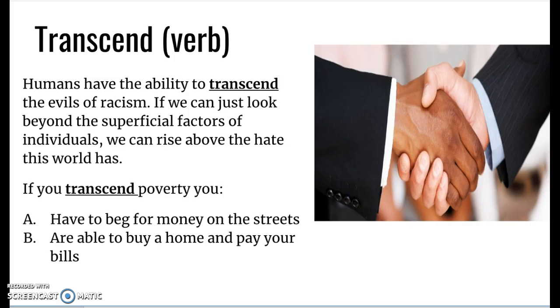Your next word is transcend. Transcend is a verb. Humans have the abilities to transcend the evils of racism. If we can just look beyond the superficial factors of individuals, we can rise above the hate this world has. If you transcend poverty, you A, have to beg for money on the streets, or B, are able to buy a home and pay your bills.